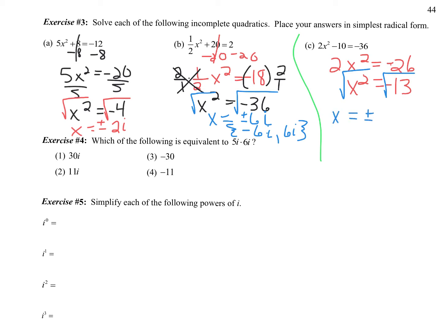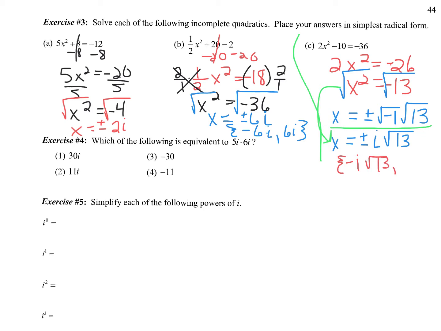So we want to break this up into the square root of negative 1 times the square root of 13. The square root of negative 1 is i, and that i stays after the plus or minus, and the 13 has to stay in the radical. Now I could have skipped this step and gone straight to this answer. That's totally fine, but I want to point out that's how it breaks up. Okay, so my final answers are negative i radical 13 and positive i radical 13.